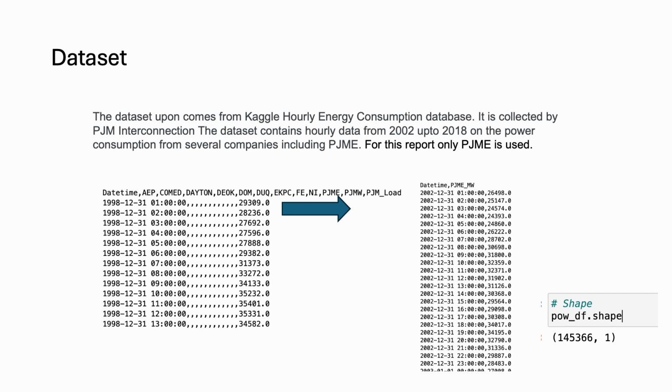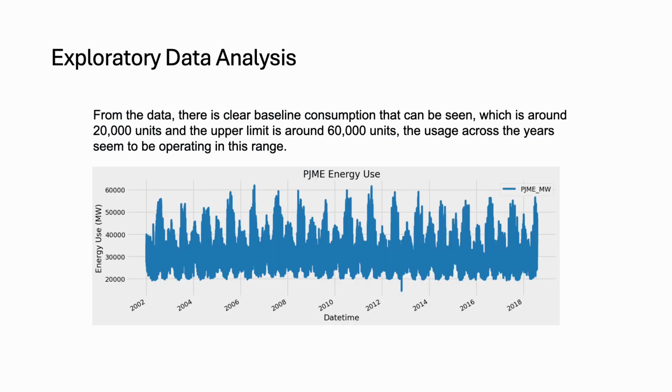Now, coming to the data set. The data set for this project has been taken from Kaggle. There is an hourly energy consumption data set which is collected by this organization called PJM Interconnection. The data set contains nearly 16 years of data of several companies. However, for this particular project, I've chosen only one company, which is called PJME, and I have built my project on it.